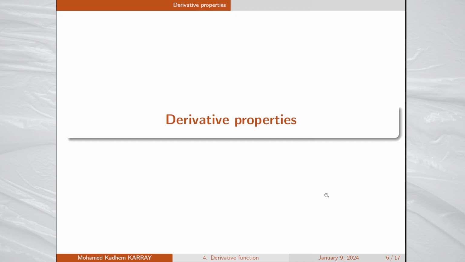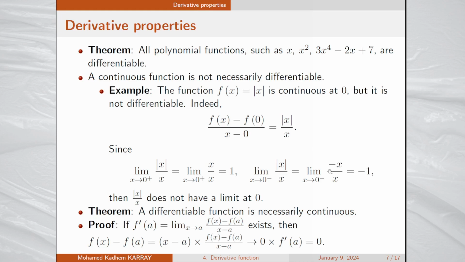In practice, we shall use some basic properties of derivative to avoid going back to the definition each time. For example, this is a useful theorem. All polynomial functions, such as x, x squared, or any combination of the powers of x are differentiable. Note that a continuous function is not necessarily differentiable.